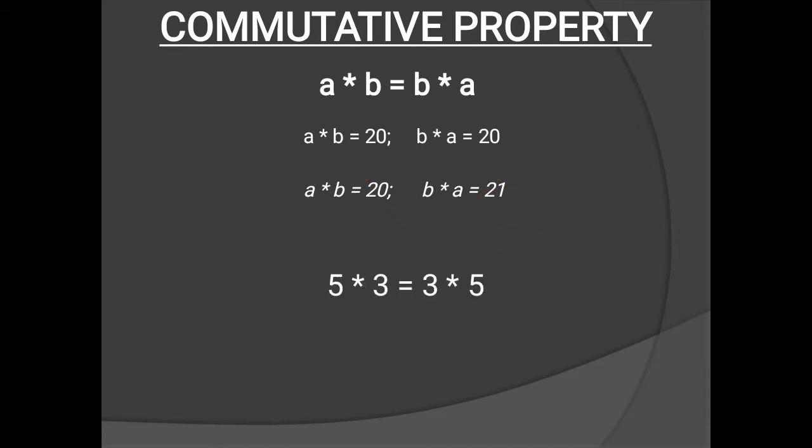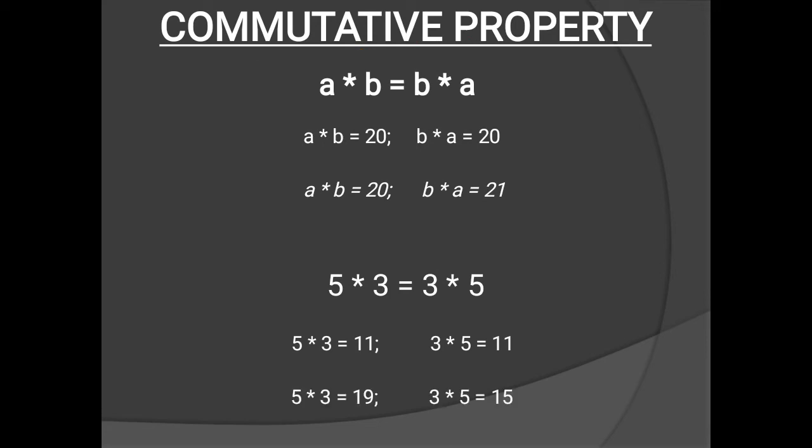Alright, so if I have 5 operation 3, we are saying if I solve 5 operation 3 using the given rule or the given definition, the answer I get should be the same if I change the positions, that is, if 3 comes first and 5 follows. If I finish solving, I should get the same answers. If I get the same answers, then I can say that the operation is commutative. But if I get different answers, then I say it is not commutative. So if 5 operation 3 gives me 11, and after solving 3 operation 5 I get 11, then I say yes, it is commutative.